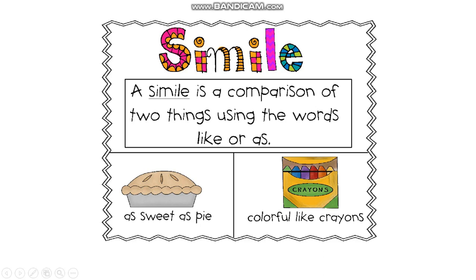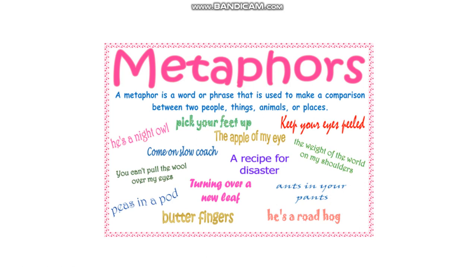Now, when we get to a metaphor, metaphors are just like similes, but they do not use like or as. A metaphor is a word or phrase that is used to make a comparison between two people, things, animals, or places. And here are a bunch of examples. He's a night owl. Peas in a pod, Butterfingers. He's a roadhog. Those are great examples of metaphors.